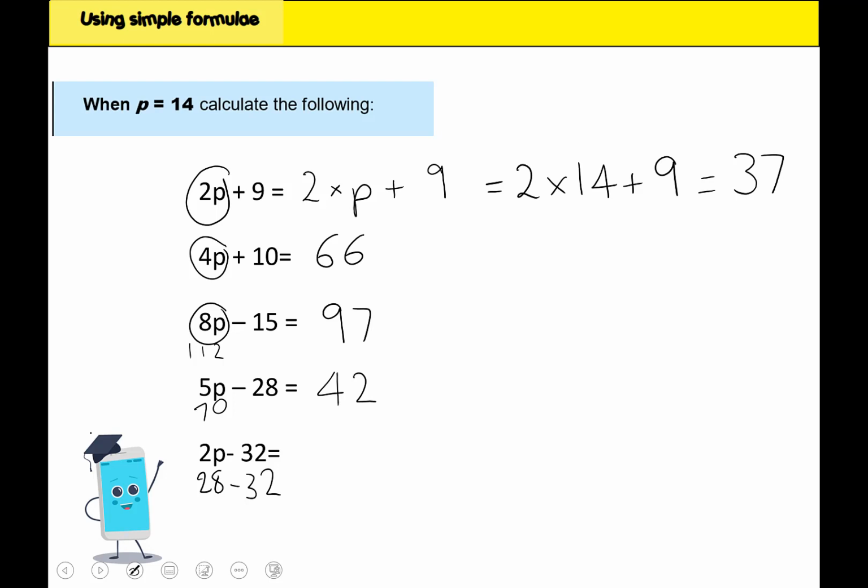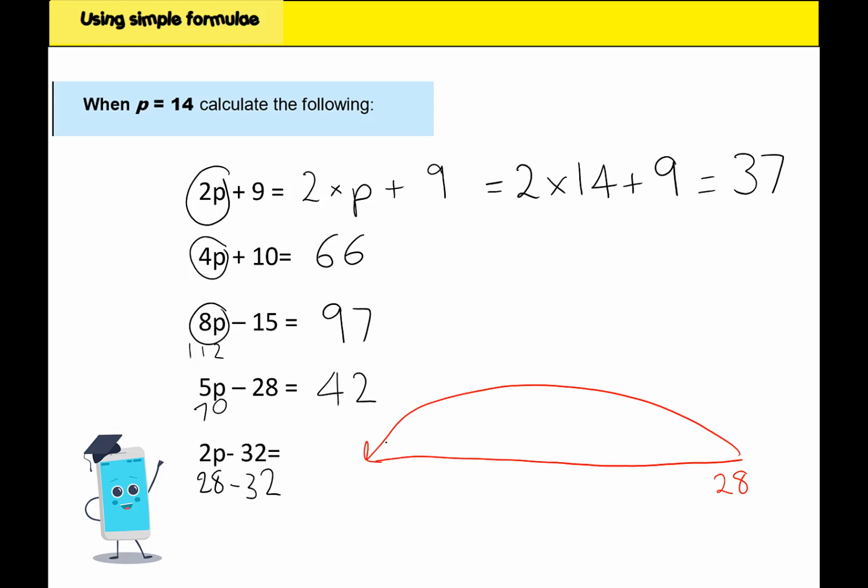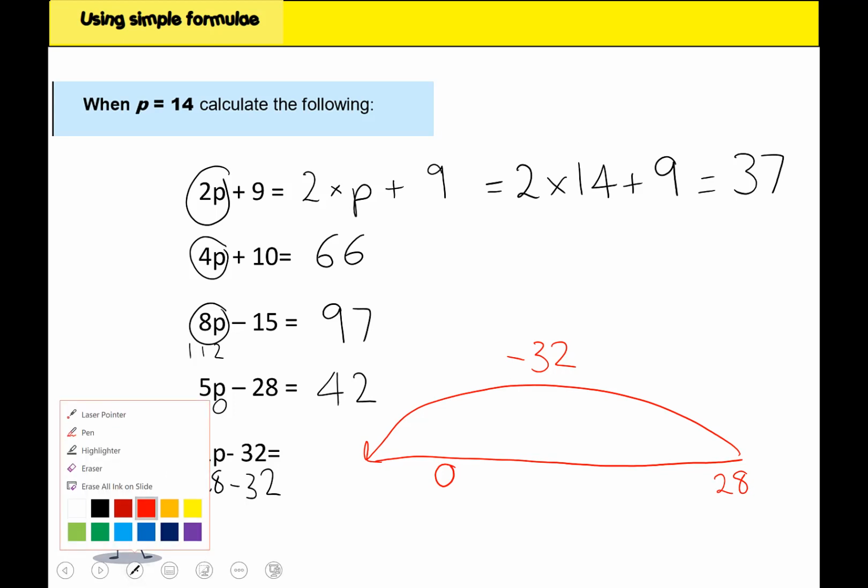But for now, I'm just going to draw a number line. I'm starting at 28 and I'm subtracting, going backwards, I'm subtracting 32. Now, what you need to do is think about where 0 is. So I know that I'm going to go beyond 0. I'm going to go further than 0. So I'm going to put 0 about there. I'm going to change my colours so that you can just see clearly what I'm doing.